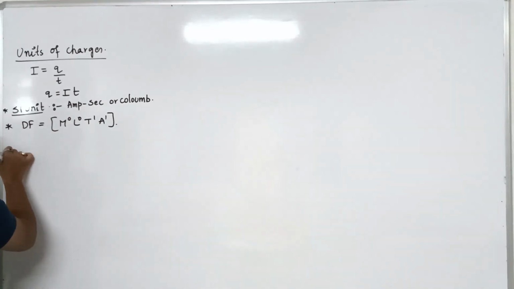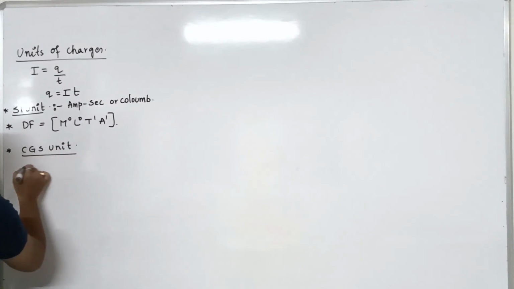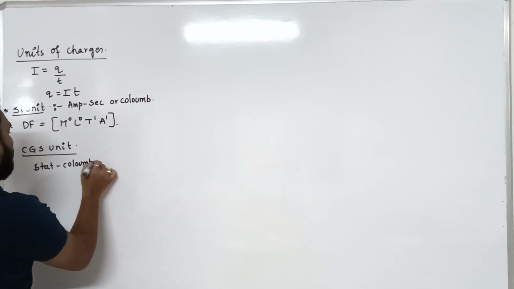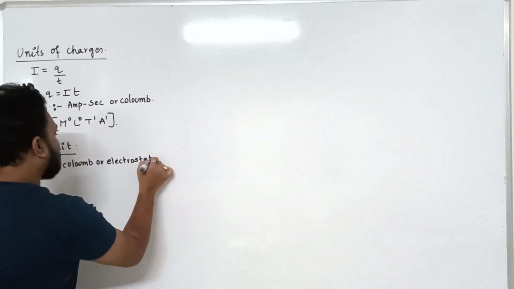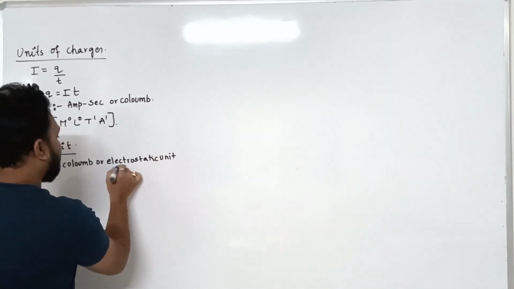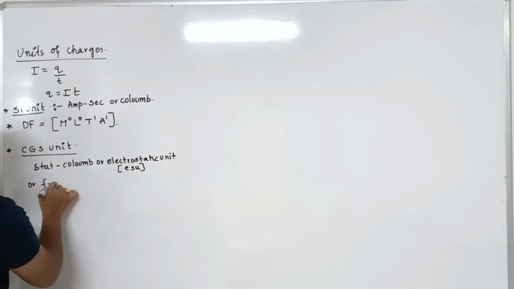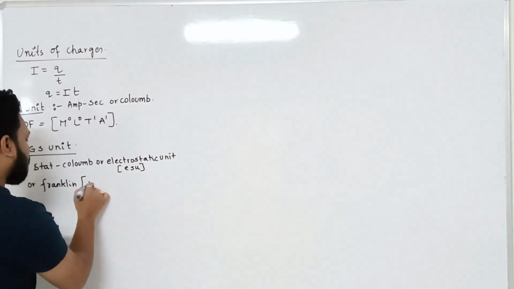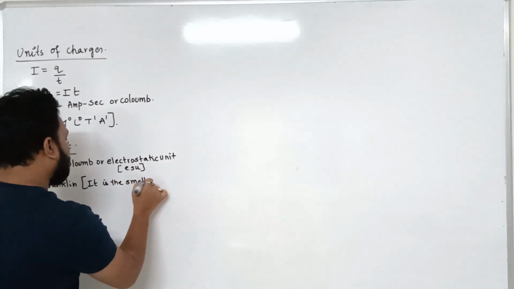After that we have to see what the CGS unit of a charge is. The CGS unit is 1 stat coulomb. The CGS unit of a charge is the stat coulomb or electrostatic unit, or simply we take it as ESU, or we call it a Franklin. It is the smallest unit of a charge.